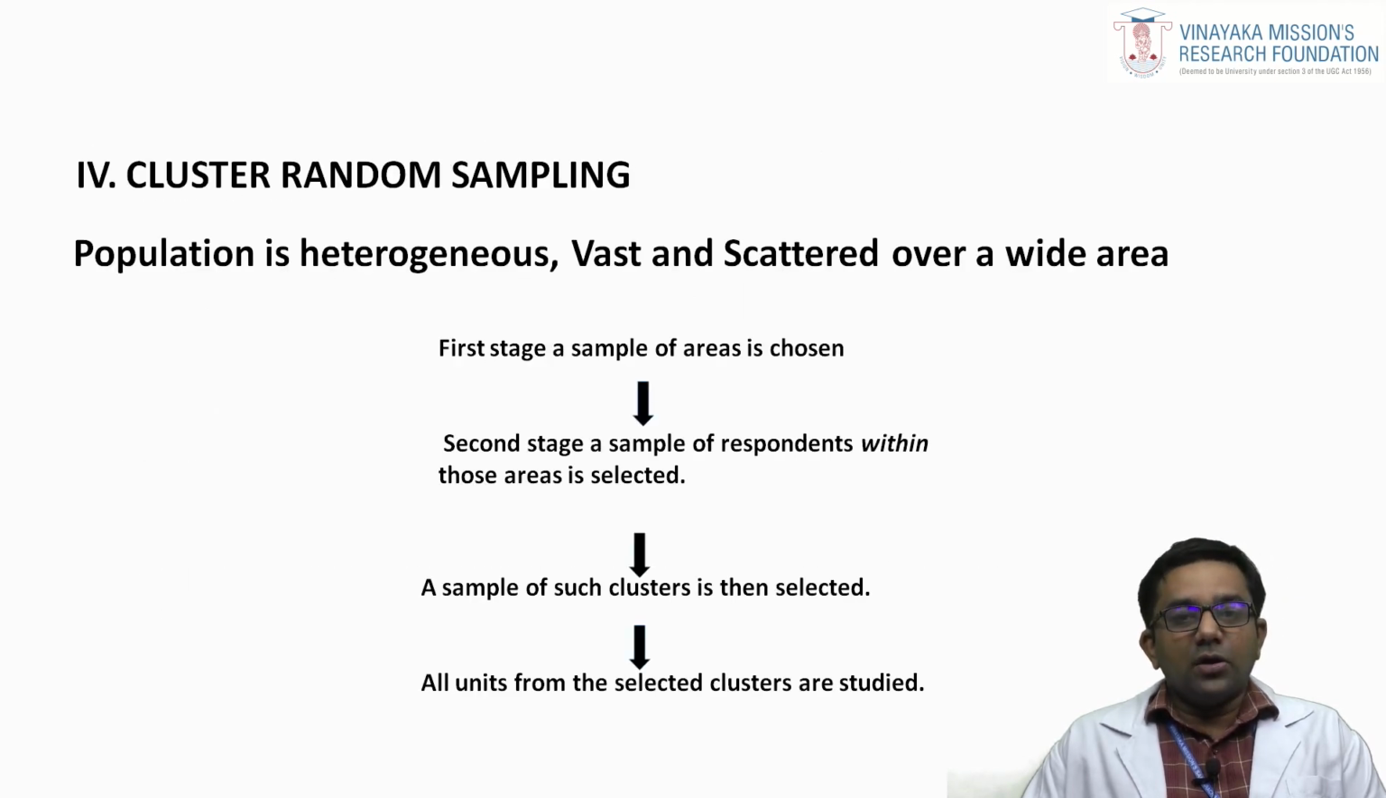When the population is heterogeneous and vast, more numerous and scattered over a wide area, you can go for cluster random sampling. A cluster is nothing but a group of individuals. In the first stage of sampling, a sample of areas is chosen. In the second stage, a sample of respondents within those areas is selected, and a sample of such clusters is then selected, and all units in the selected clusters are included. We call it a cluster because it is a group of the population, so we select based on clusters.